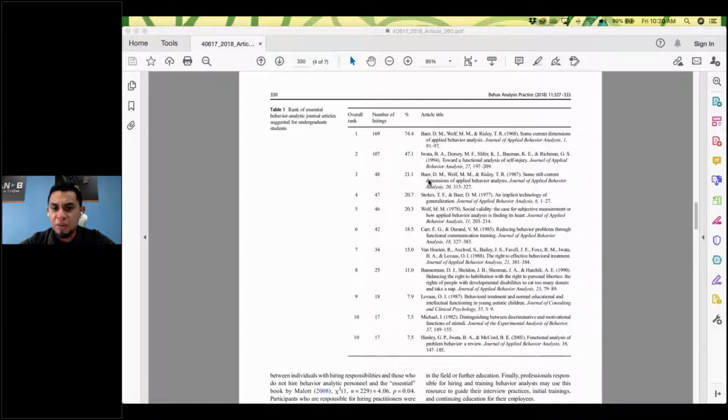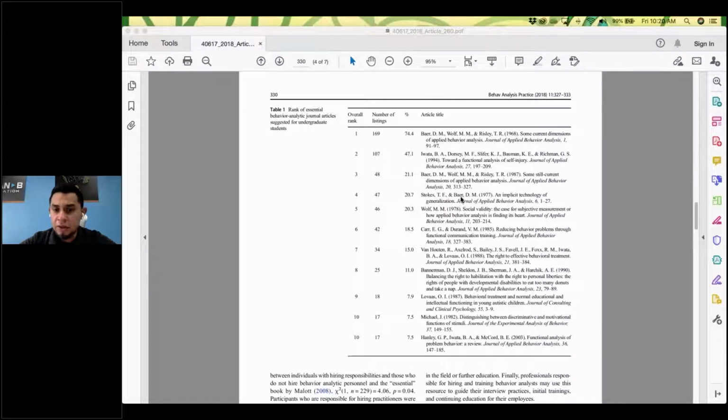Then we had the other one, which is the Baer, Wolf, and Risley 1987 one. One of the cool things you're going to notice is that the first one they rated was from 1968, the original version of this. The 1987 one added a few extra dimensions to it. Like I said, we'll look at it as we go through these articles in the upcoming sessions. But that was for sure number three.